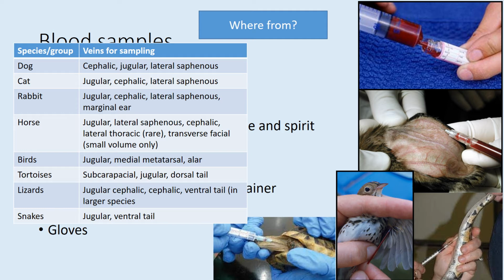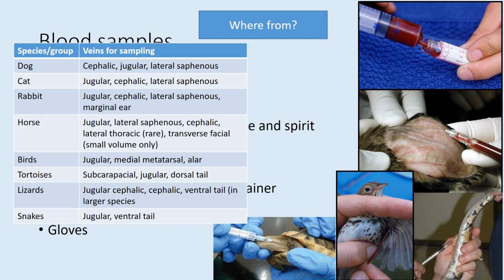Now the next thing to think about is where we are going to take the sample from, and this will again really vary depending on the species. Here is a little table from the BSAVA Textbook of Veterinary Nursing, 5th edition, which lists the appropriate veins for sampling. If we look at dogs and cats, for example, the cephalic vein is listed, which is the vein in the forelimb, and a lot of the videos on YouTube or pictures that you see will be taking the blood sample from the cephalic.